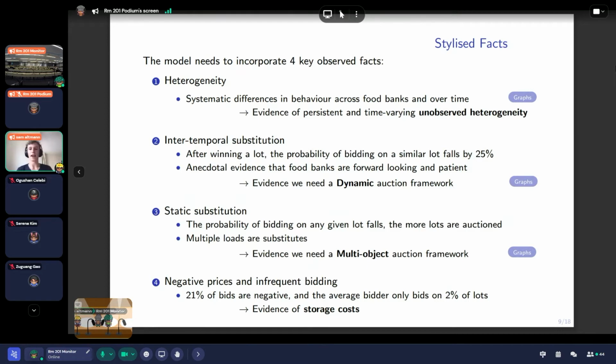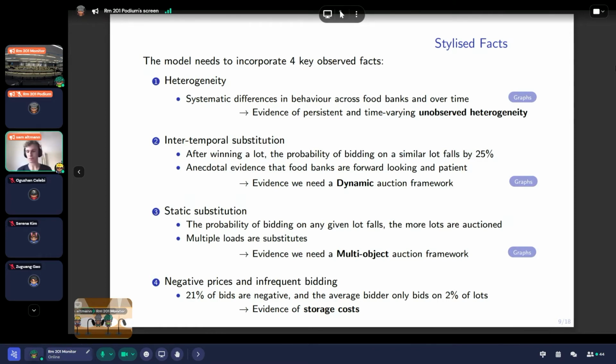And then finally, I have negative prices and infrequent bidding. So if a food bank doesn't place a bid when they're allowed to bid negative, that tells me they have a negative value for that lot. This tells me there's some cost associated with accepting food, transportation costs, but also storage costs, which are going to be key in my model.